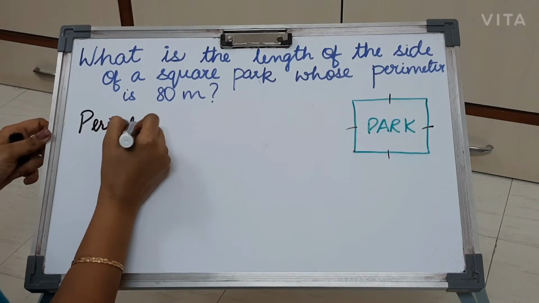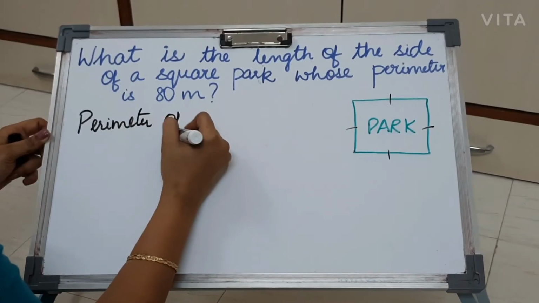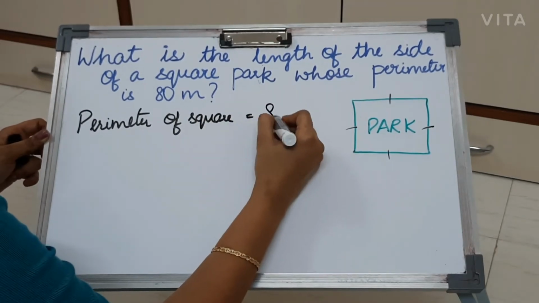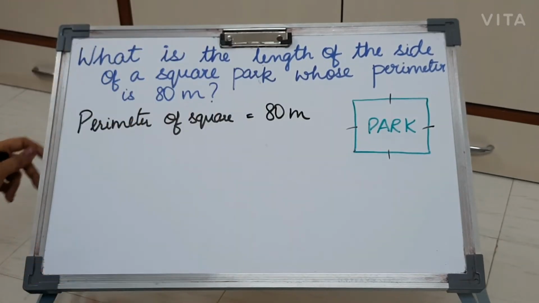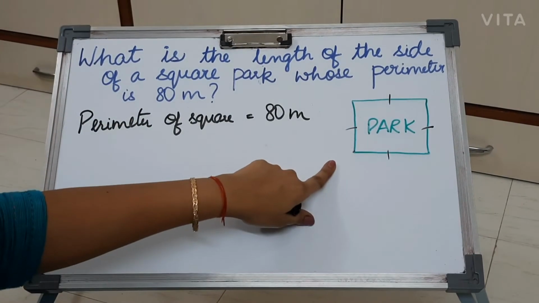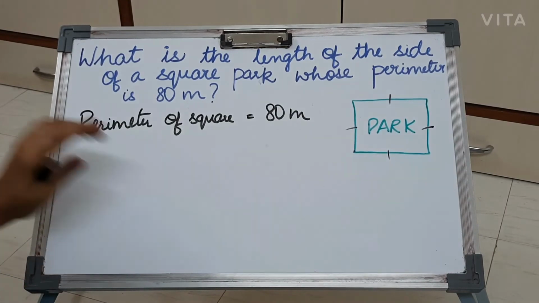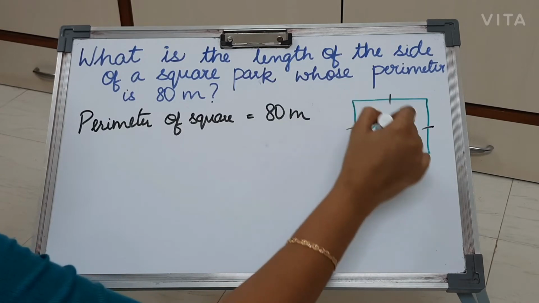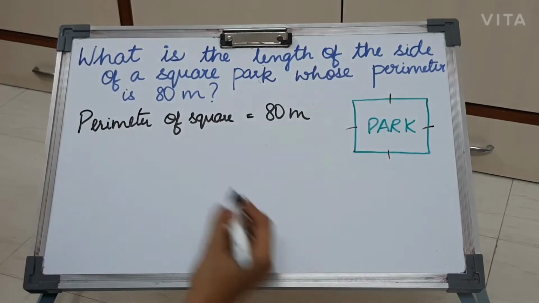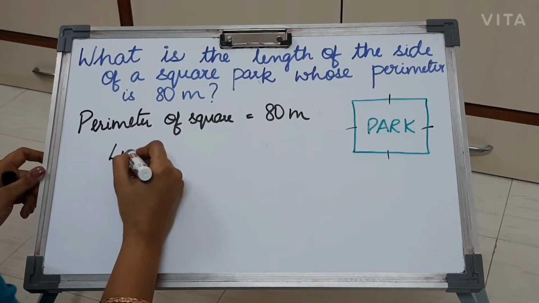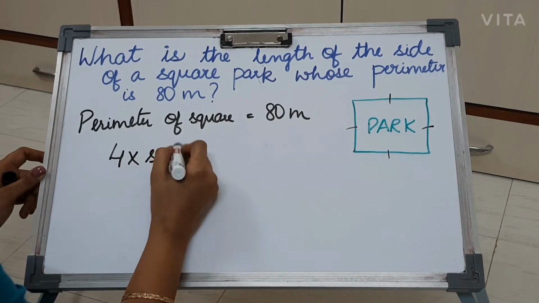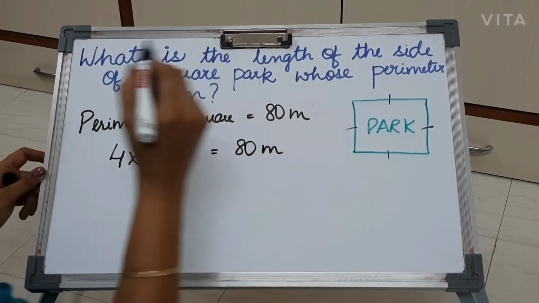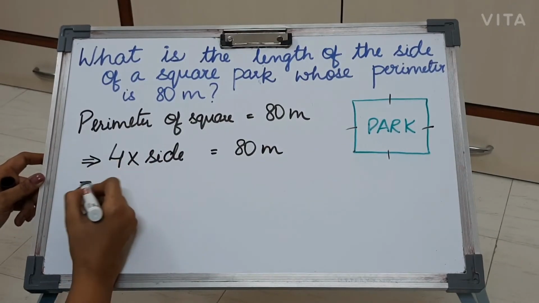Perimeter of square park is given as 80 meter. Now perimeter of square, we know the formula, or instead of the formula we can also remember it as side plus side plus side plus side. So 4 times side. So 4 multiplied with the side is 80 meter. Okay.